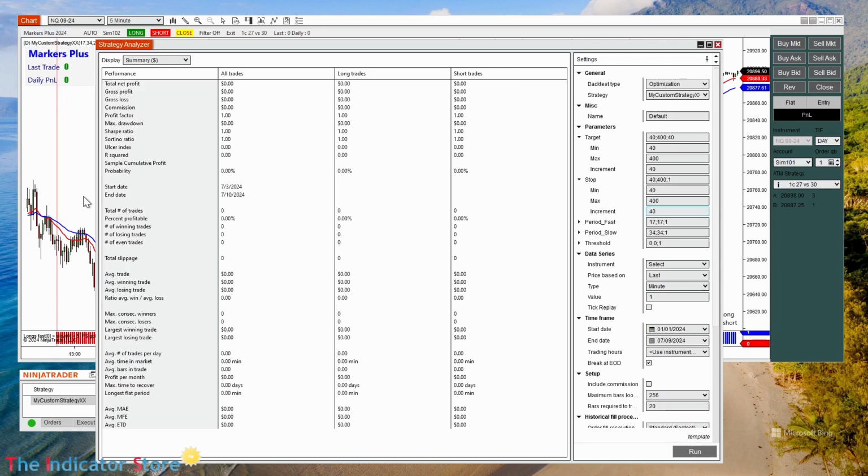Again, those minimums and maximums are related to the instrument that you choose. On Nasdaq, you need big targets and stops. On another instrument, it depends. You need to watch the chart and have an idea of what the minimum is.